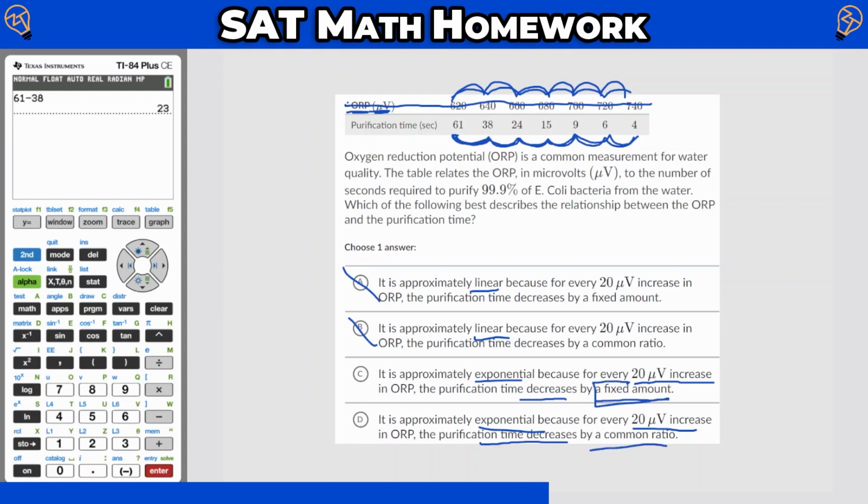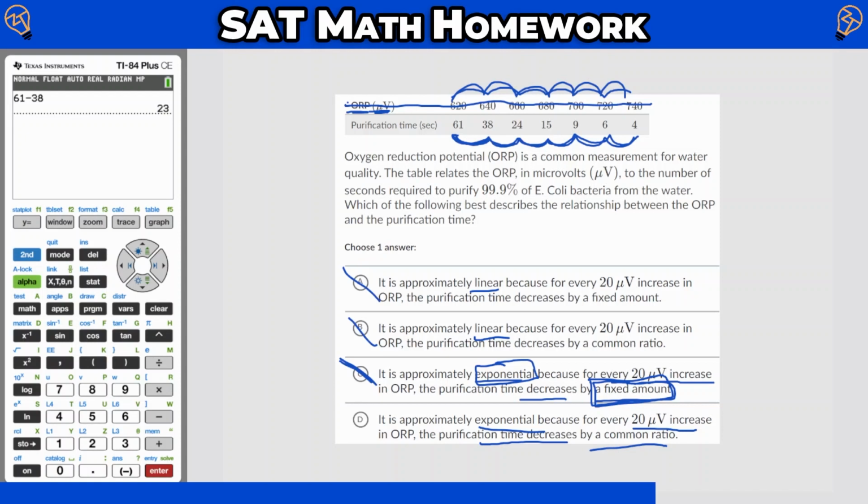Now a fixed amount, that'd be linear. So it doesn't make sense to say it's exponential because of a fixed change. So that concept doesn't even make sense to go with the exponential model. So we know right away it's option D, but it is because of that common ratio.